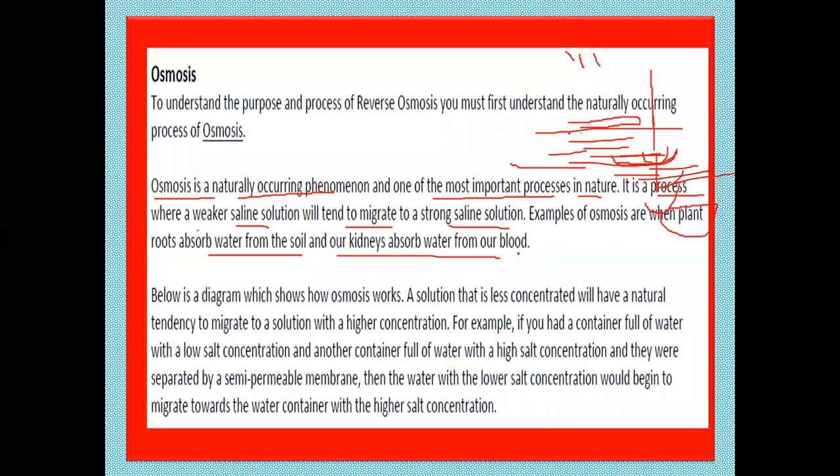So in the blood you are having water. So the kidneys are absorbing the water from the blood. So that's why nutritionists or doctors say drink plenty of water. Why to drink plenty of water? So that the kidneys will absorb the water, thereby it will clean the kidneys.